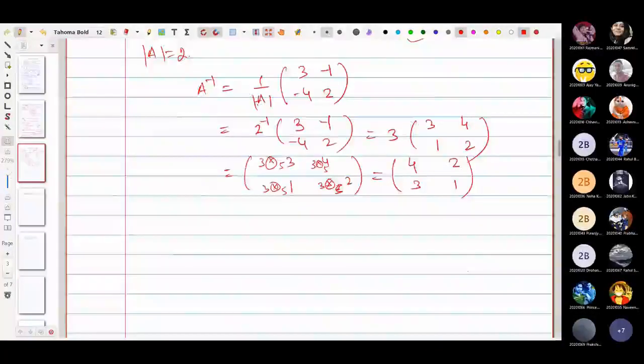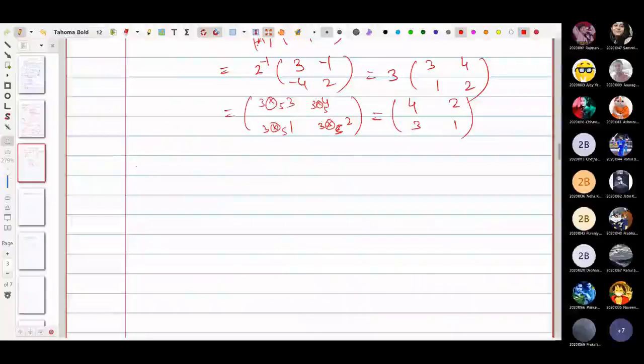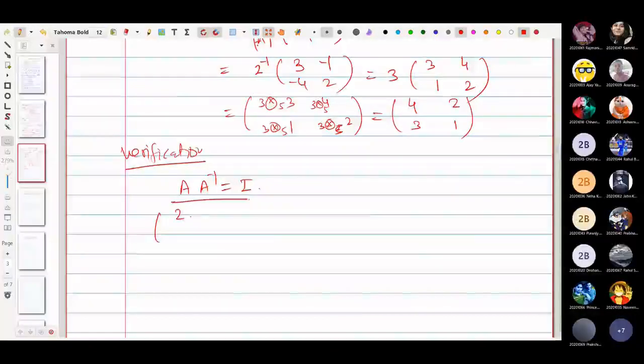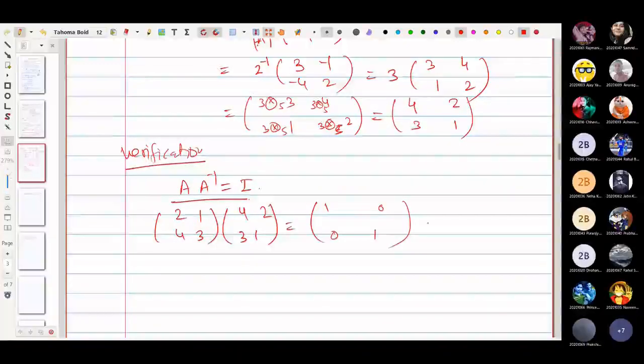All right. Now they are telling you that you need to verify it. For verification, you need to prove that A times A inverse is going to be the identity. That's all. Fine. So A was 2 1 4 3, and A inverse is 4 2 3 1. When you multiply, you will come to know that this is going to give you 1 0 0 1. You can verify it.